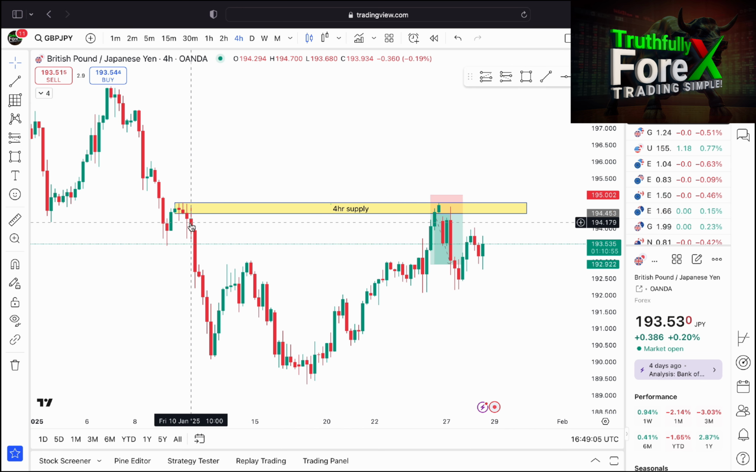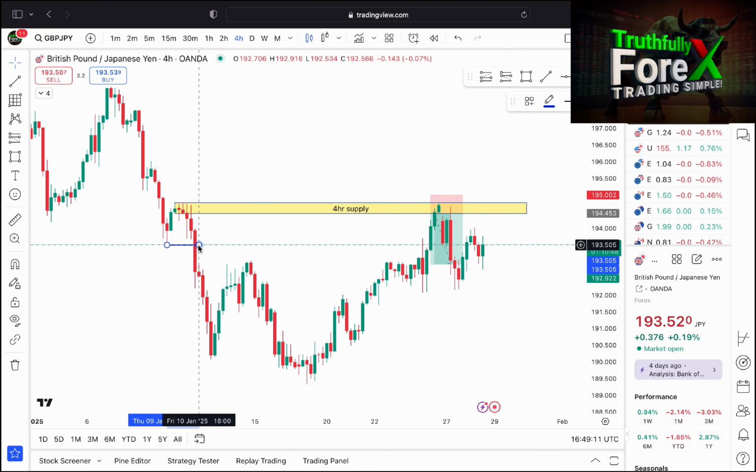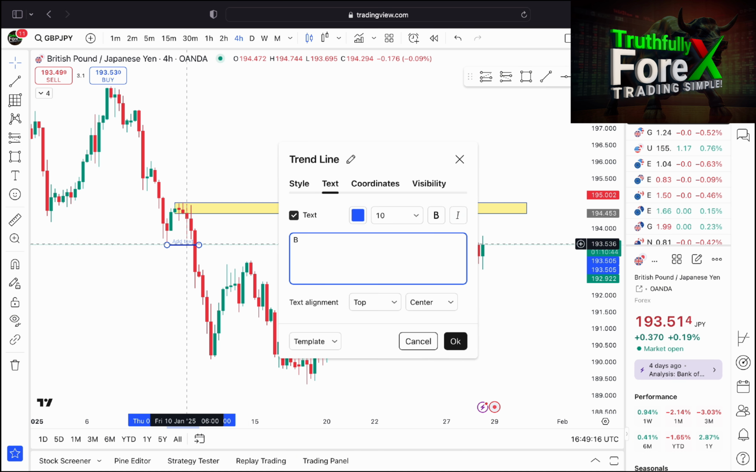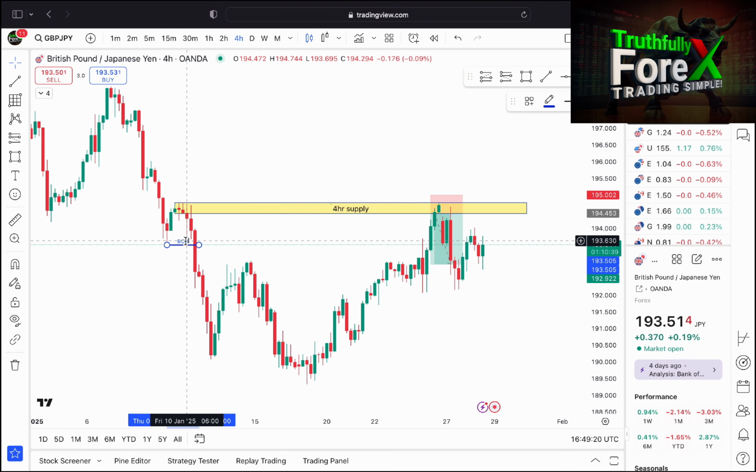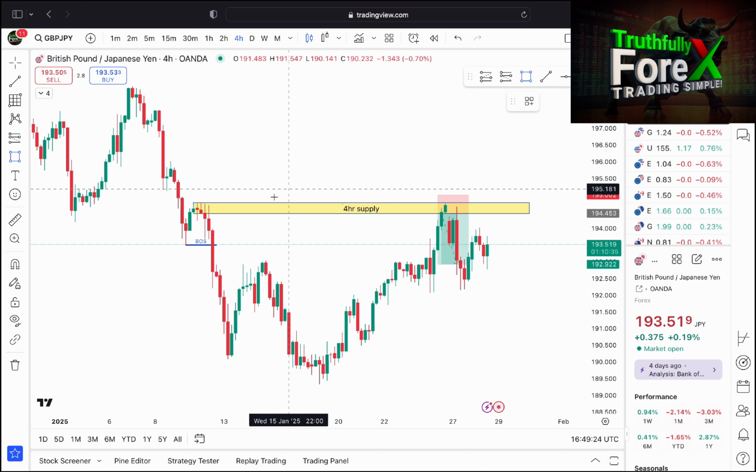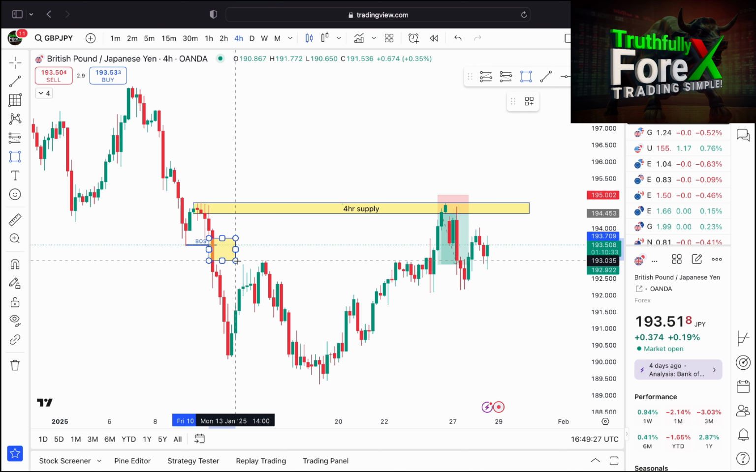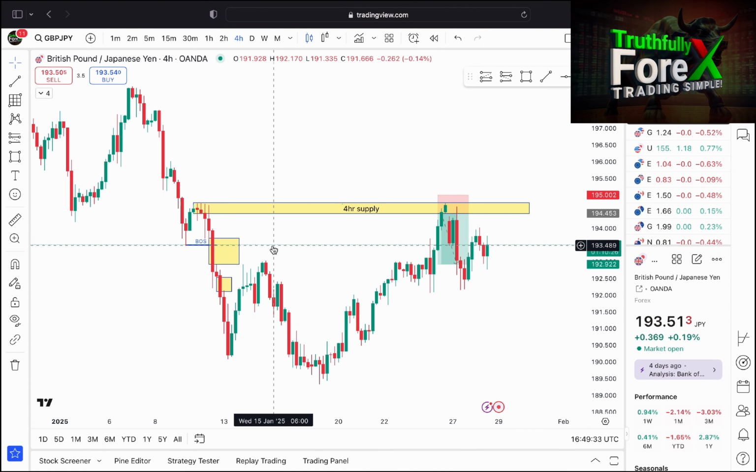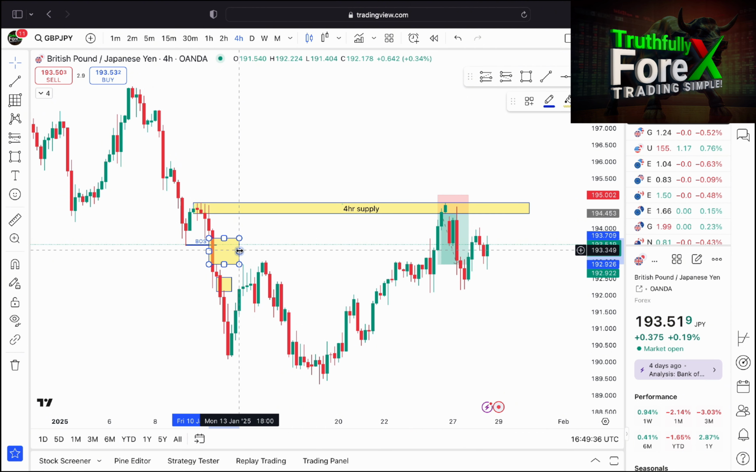Why is it just a supply though? From the previous videos I mentioned that it broke structure. So it broke structure here. It also left imbalance, as you can see. Fair value gap. Fair value gap. It goes to show that there's a lot of selling pressure there.